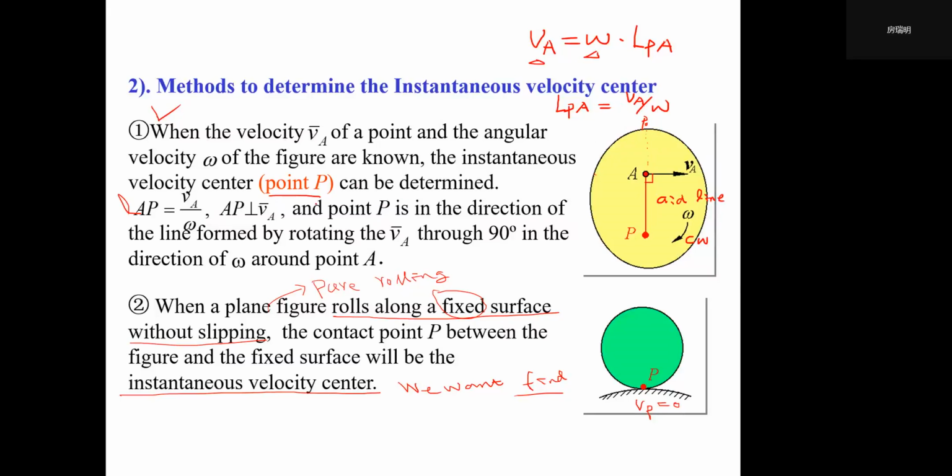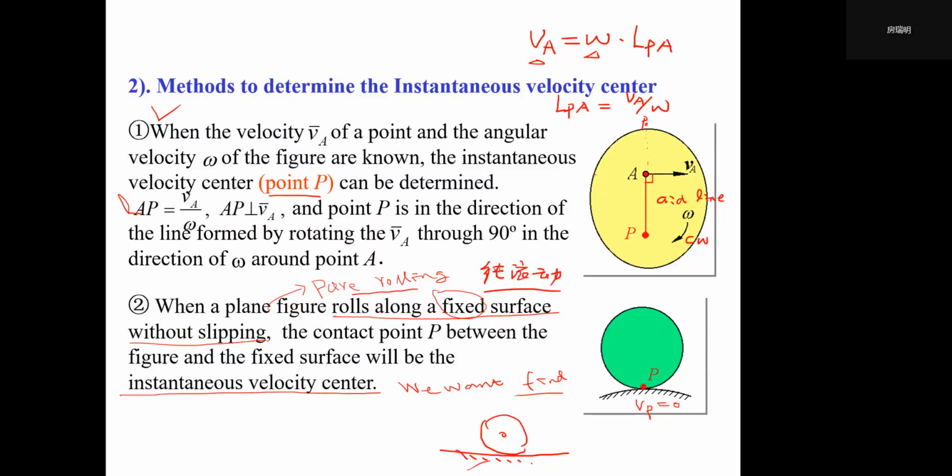The second is, when a plane figure rolls along a fixed surface, this surface can be a plane or can be a curved surface like this. I can draw another example for you guys. That's the same conclusion. This can also just roll along a fixed ground, just a plain ground. So these two examples are identical. Without slipping, that is pure rolling. We have talked about this condition. It is a terminology, 纯滚动, pure rolling.